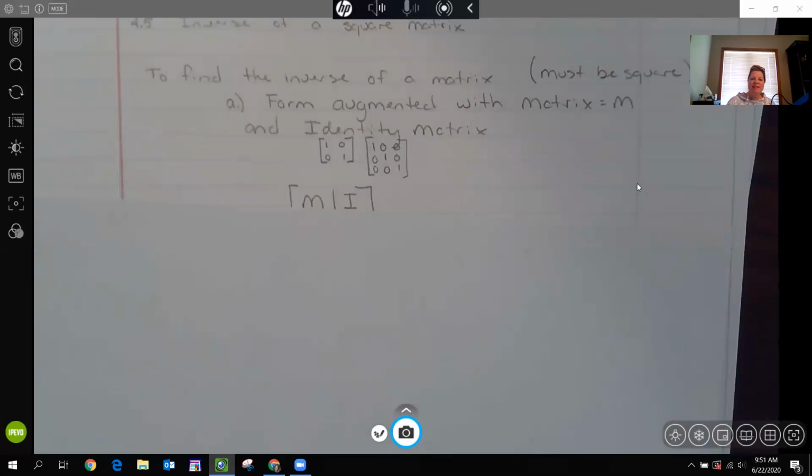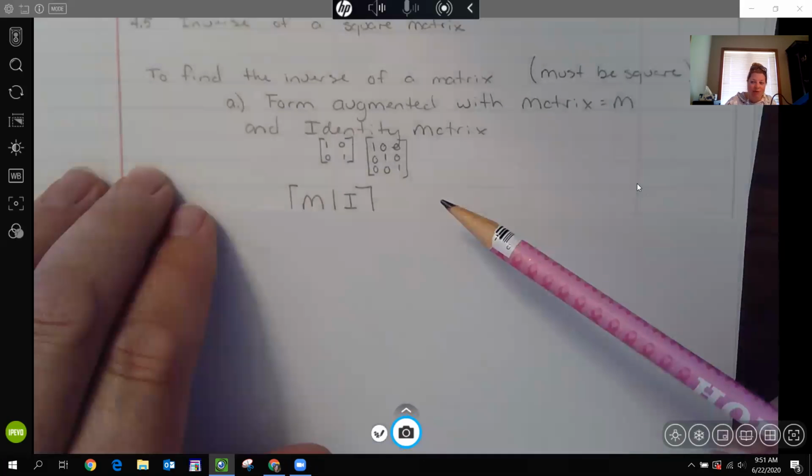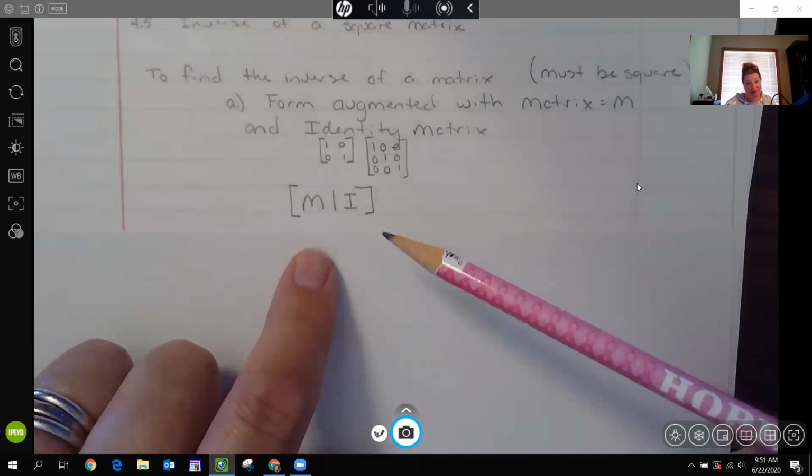you can use this augmented form with the identity matrix to get your inverse. So this is one method that we will use, and then we have another method for a 2x2. This method is using augmented matrices. It also is the way your calculator will do it, so it's great.